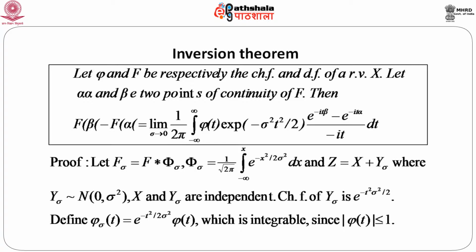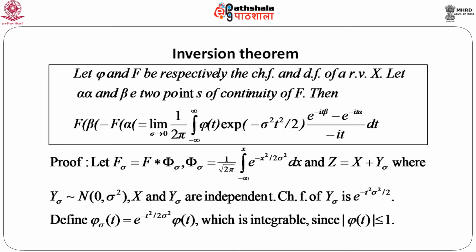But remember, this expression involves two things, one is the integration, another is one limit. So, after integrating we will get something, and when you take the limit of that expression as sigma tends to 0, what we get is the distribution function, or rather capital F beta minus capital F alpha, this probability. That means, this gives you the probability that X lies between alpha and beta.